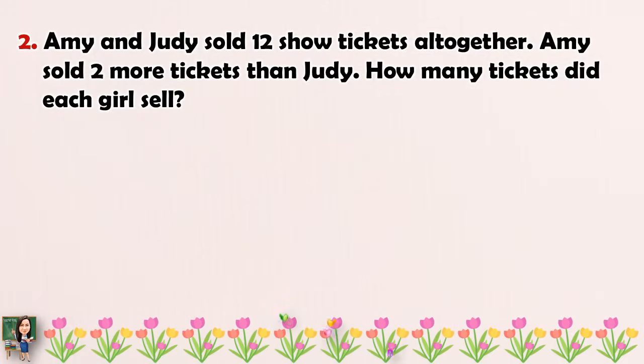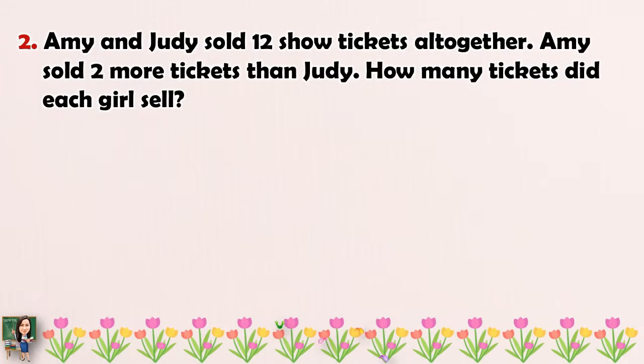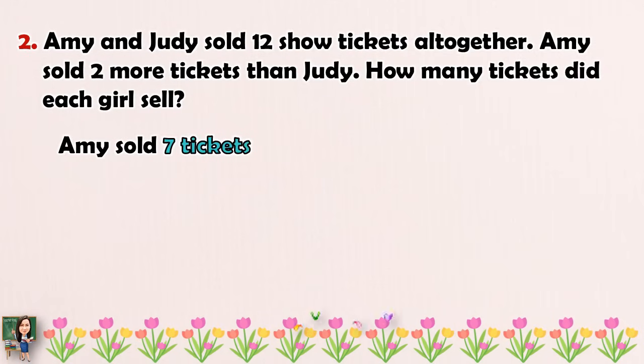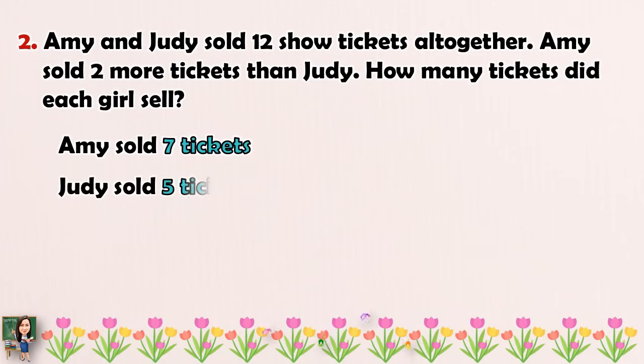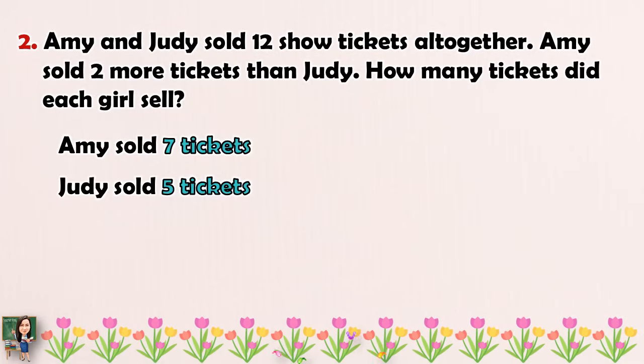For number 2, Amy and Judy sold 12 show tickets altogether. Amy sold 2 more tickets than Judy. How many tickets did each girl sell? So Amy sold 7 tickets and Judy sold 5 tickets.